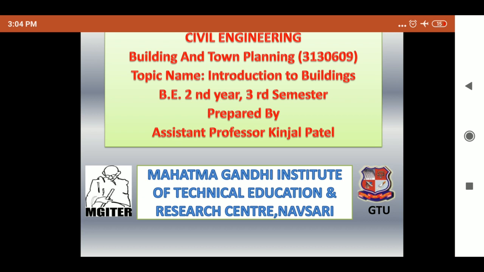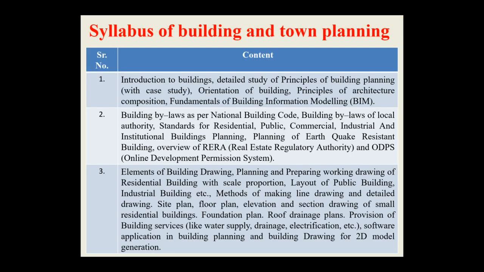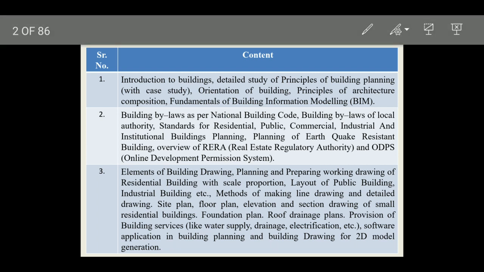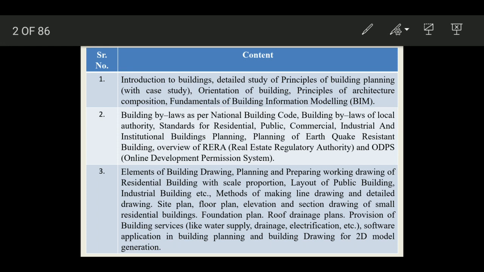Today I will introduce the new subject for second year, third semester students: Building and Town Planning. The subject code is 3130609 and the total credits of this subject is 4. So first I will discuss the syllabus of building and town planning. In this subject there are a total of 6 chapters.